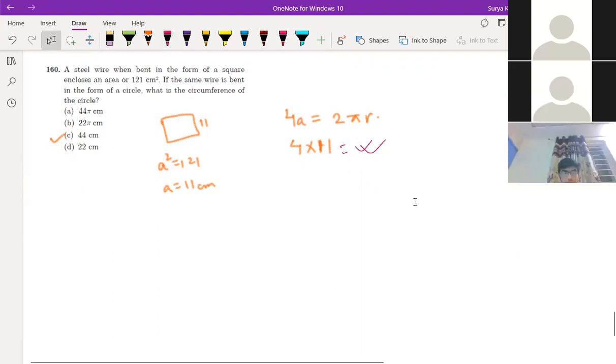Yes. 2 pi into R equal to 44 pi. Why pi? Nothing, sir. Nothing. Next is, let me search some good question here.